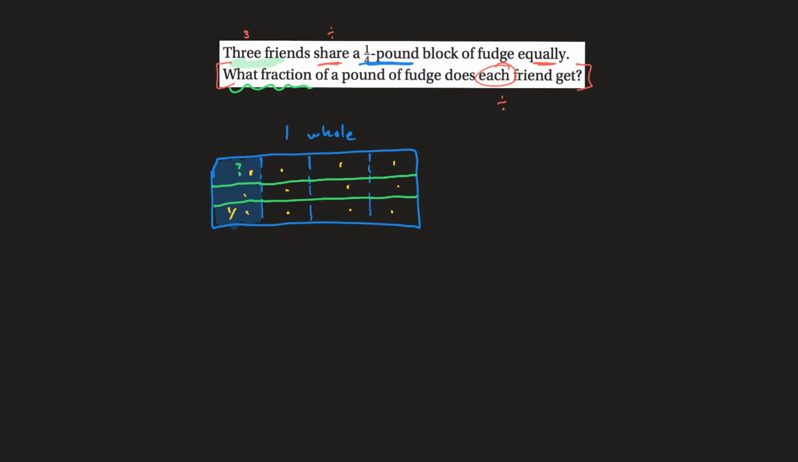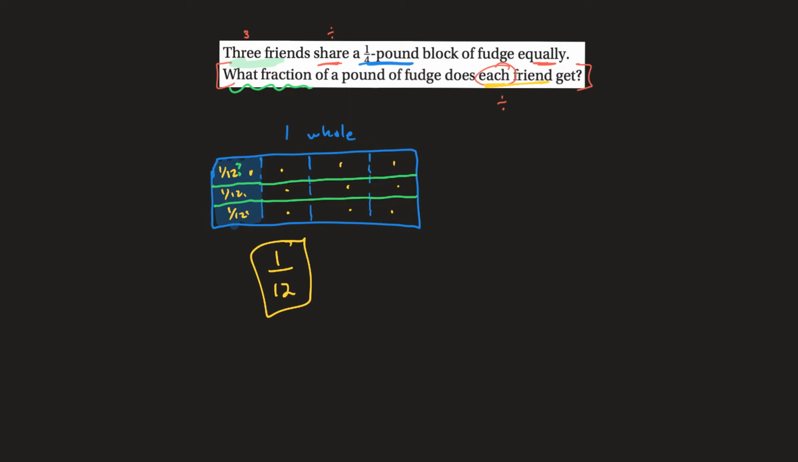That means this right here is 1/12. This is 1/12. This is 1/12. That means each friend gets 1/12. So the answer to this is 1/12. Each friend gets 1/12 of the chocolate. Okay, so that's using the picture.